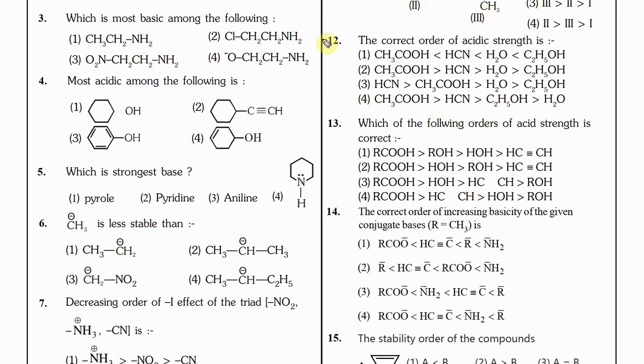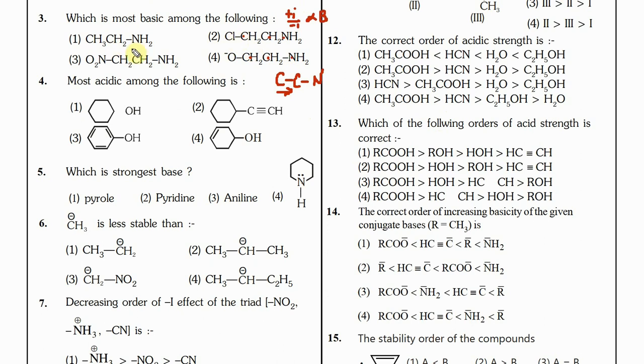Question number 3. Which of the following is most basic? In all of them, they have given you the same stem: carbon, carbon, nitrogen. Correct? Carbon, carbon, nitrogen, same in all of them. Now they are asking about basicity, so they have to push electrons. For basicity, plus I is good, minus I is bad.